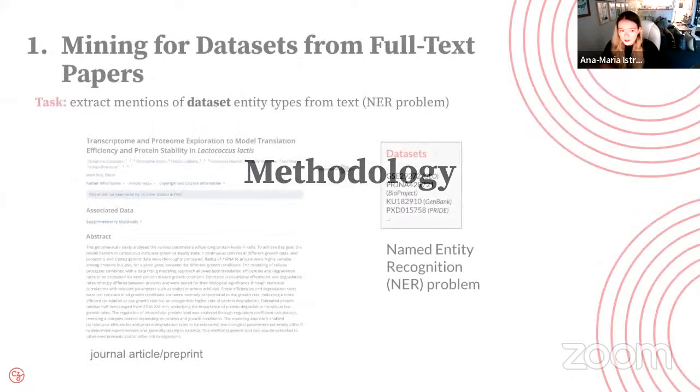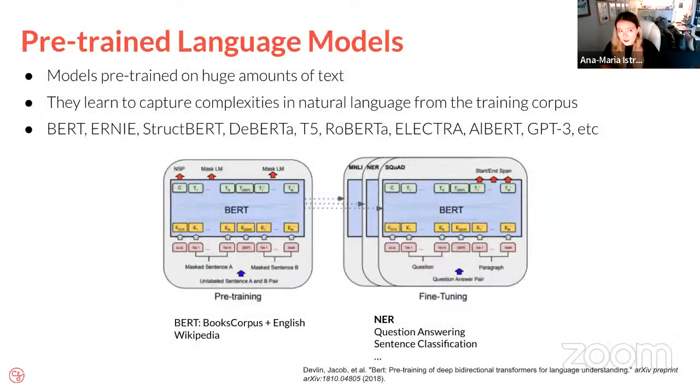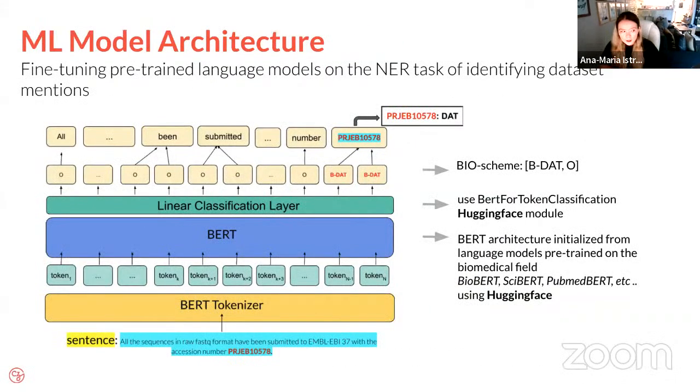Moving on to the methodology of how we actually extracted these mentions from text, starting with data sets. This is essentially a named entity recognition, or NER, problem, where given a journal article or a preprint, we want to extract mentions of the data set entity type. We are using pre-trained language models. These are models that are pre-trained on large amounts of text. They work really well in capturing natural language complexities from the training corpus. And once we have access to these pre-trained models, we can fine-tune them on particular tasks such as the NER task. And that is exactly what we did.